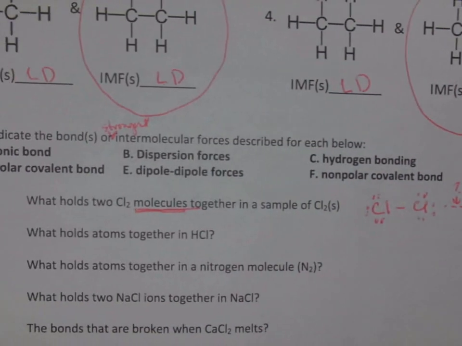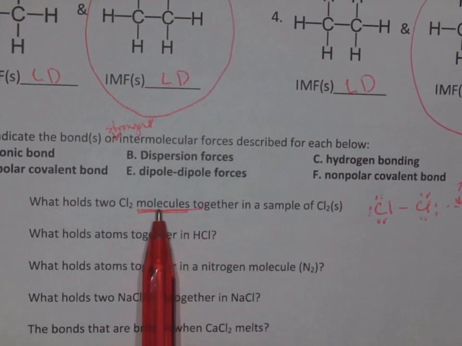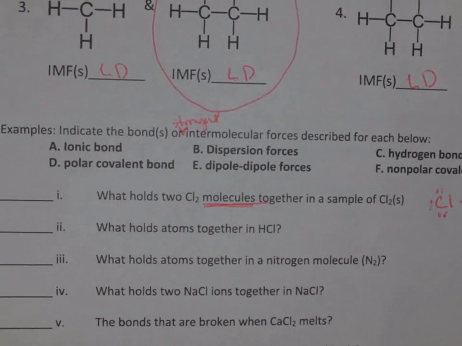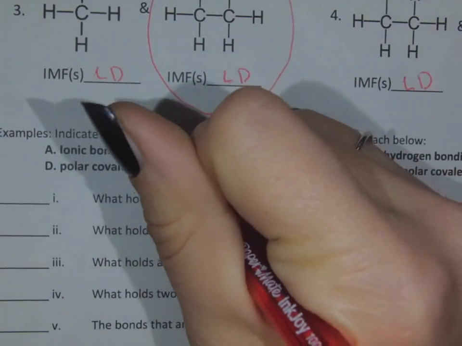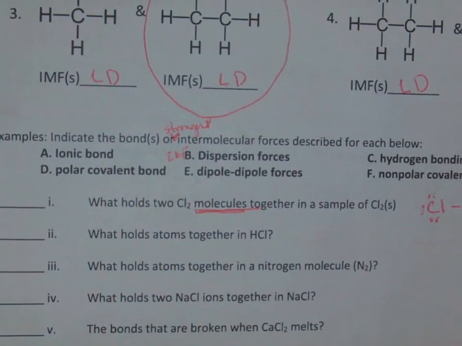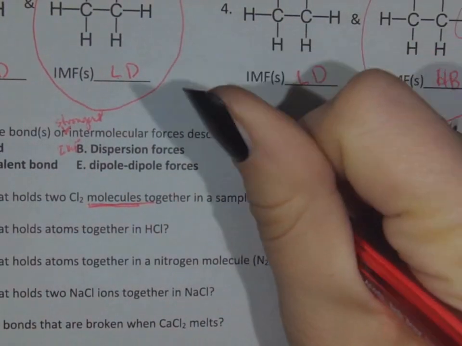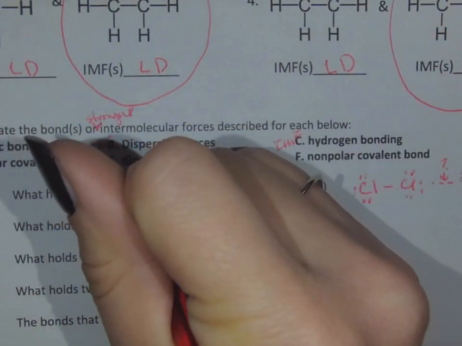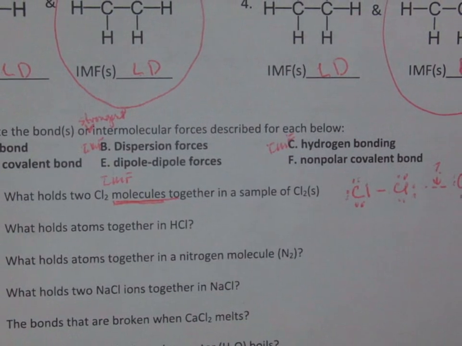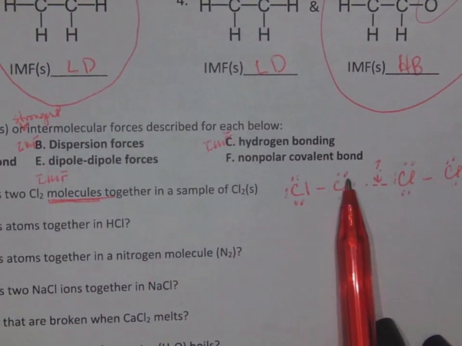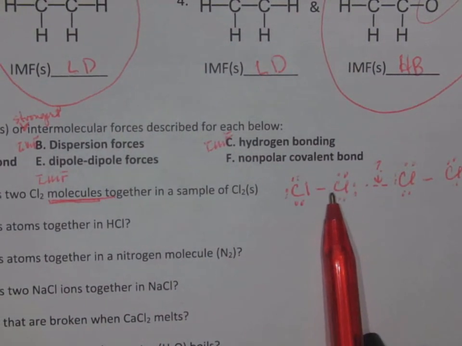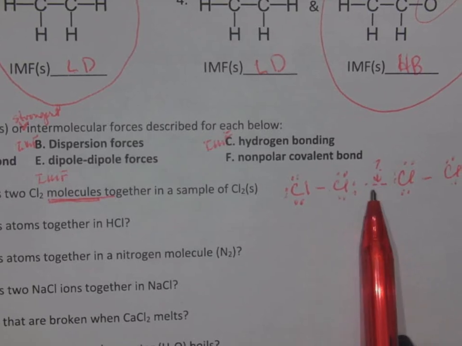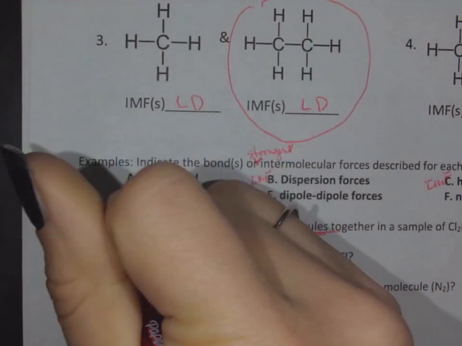So when it says holding molecules together, your choices are IMFs. So it's either going to be London dispersion, that's an IMF, or hydrogen bonding, that's an IMF, or dipole-dipole, that's an IMF. And Cl2 is nonpolar. So the strongest IMF that occurs between these two nonpolar molecules is London dispersion. So this one's B.